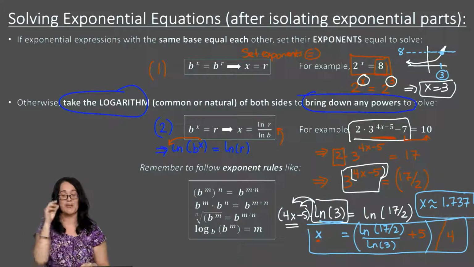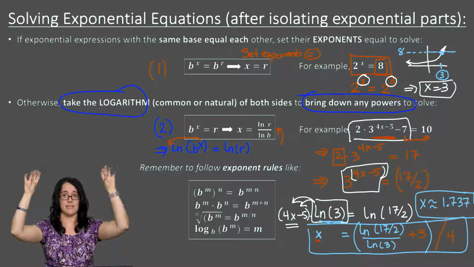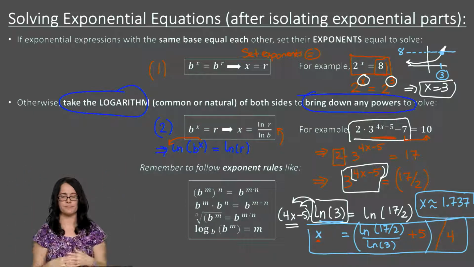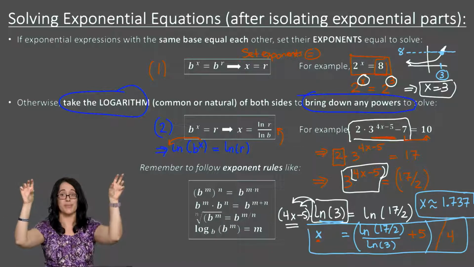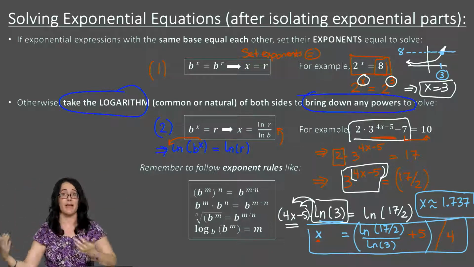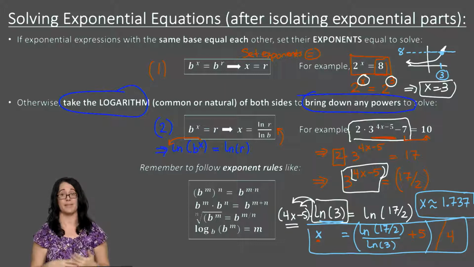Okay, so we've done one example of each now. How do we solve exponential equations? Well, either it's the same base on both sides, so we simply set the exponents equal and solve, or we have to take the logarithm of both sides in order to bring down any powers to the front and then isolate for our variable. They can get more complicated, but that's the general pattern. One of those two should happen. Okay, let's try some more practice.